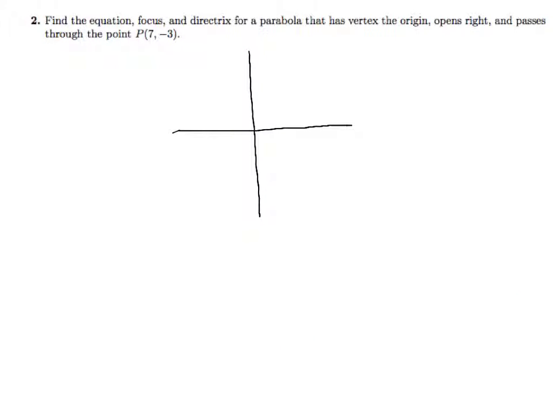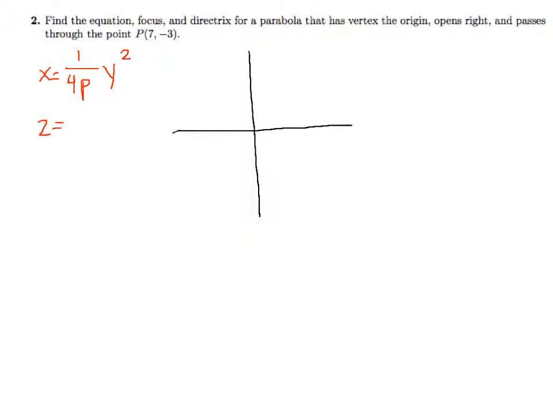Okay, this is problem number 2. It says find the equation, focus, and directrix for a parabola that has a vertex at the origin, opens right, and passes through the point P (7, negative 3). So, since we know that the vertex is at the origin and the parabola opens to the right, we're going to use the equation x equals 1 over 4p times y squared. We're given a point, so let's plug in our point that we know.